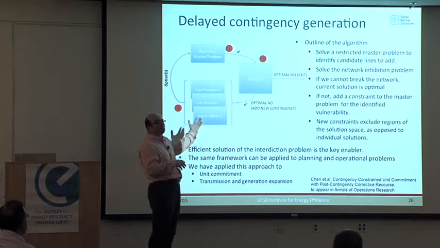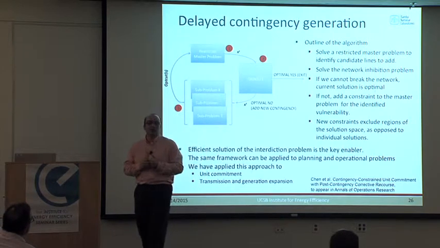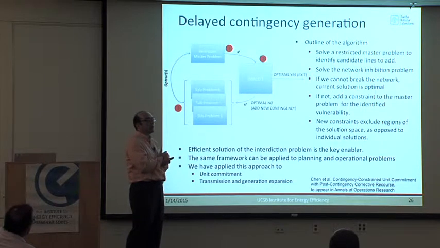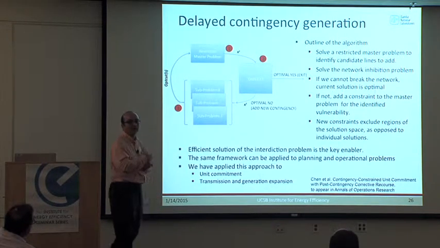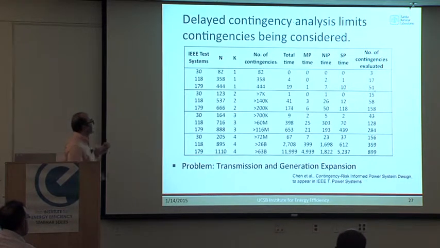What makes this work or not is how you generate these constraints. So you want to generate constraints that do not exclude only one vulnerability, but a family of vulnerabilities at the same time. So we implemented this, for instance.